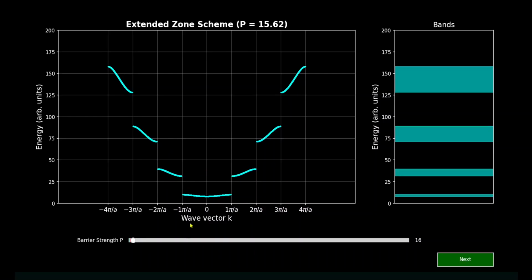But when P is not 0, the dispersion curve is not continuous, and it has discontinuities at the zone boundaries. Here you can see that in the first Brillouin zone, that is from minus pi by a to plus pi by a, there is a discontinuity when it goes to the second Brillouin zone. The second Brillouin zone is from minus 2 pi by a to minus pi by a, and then from pi by a to 2 pi by a. So the values of k where there is a discontinuity define the boundaries of the Brillouin zone.